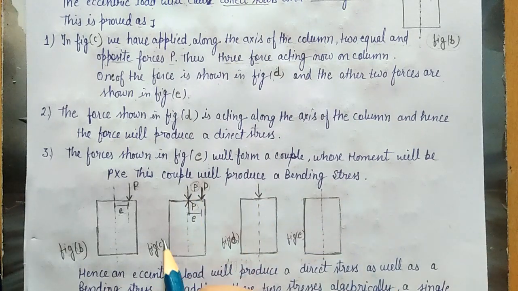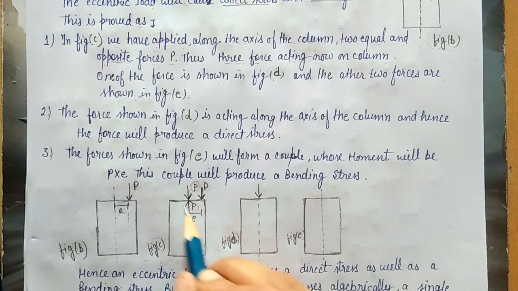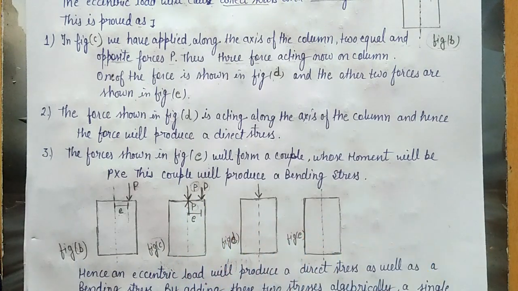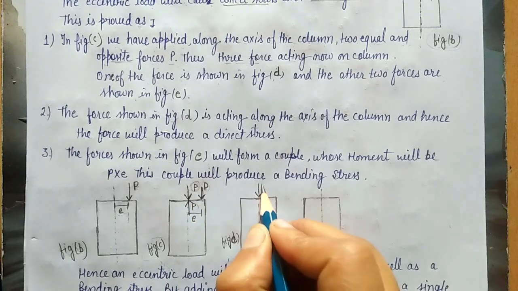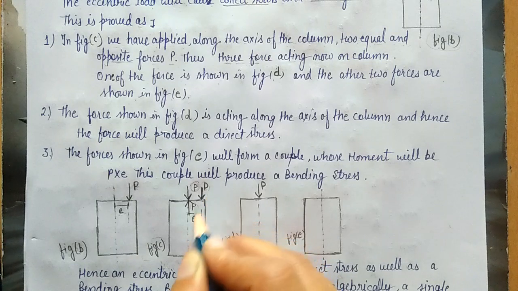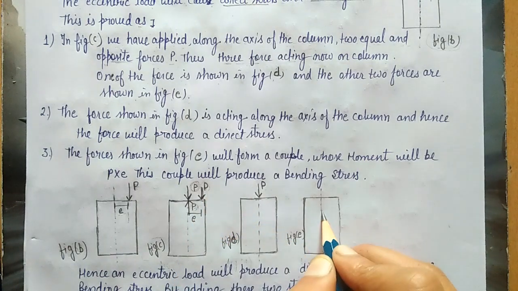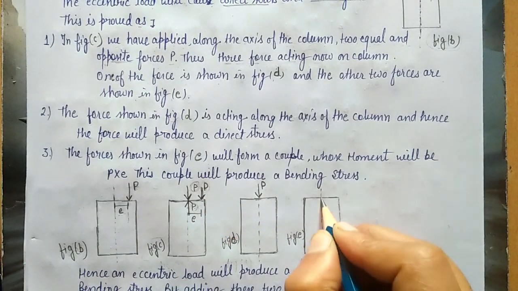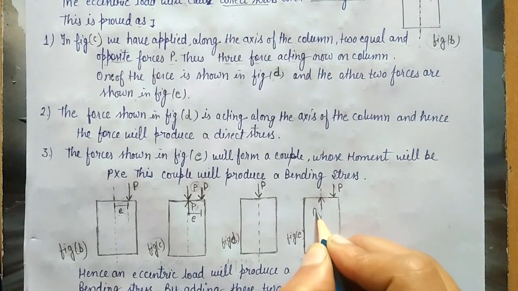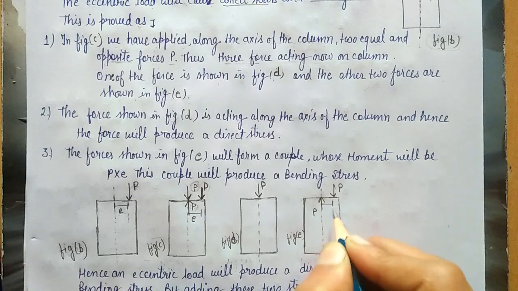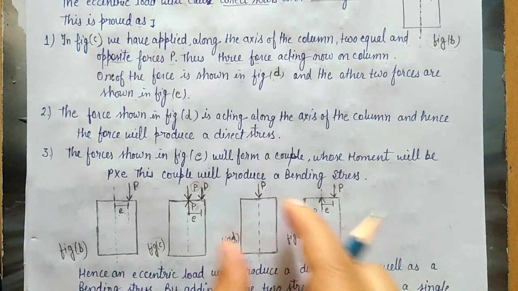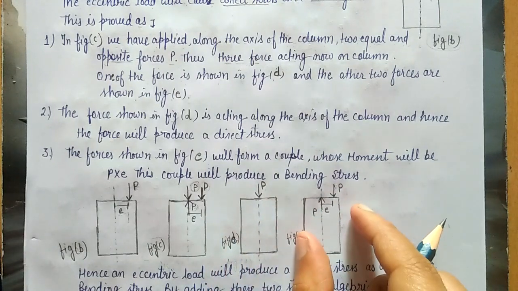Ultimately what we are doing, in figure C there are 3 forces and we split them into the direct stress and bending stress, okay. So what is the direct? We split our force P here, right? And the other remaining 2 forces we apply here, like that, P here and P here. The distance between the 2 is E. So we split figure C into 2 figures, figure D and figure E, okay.